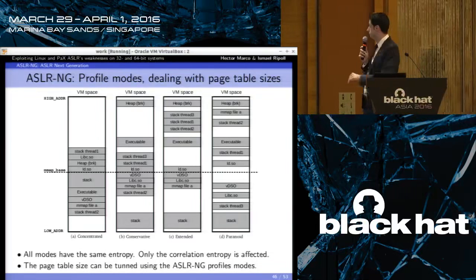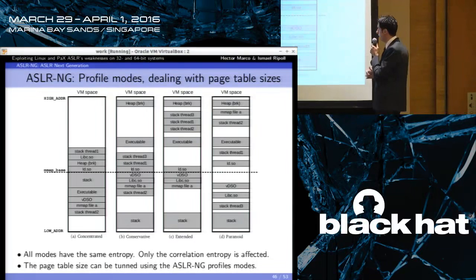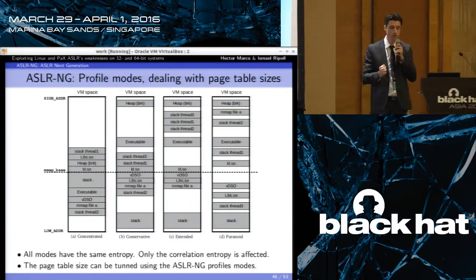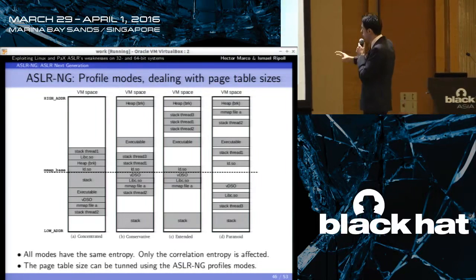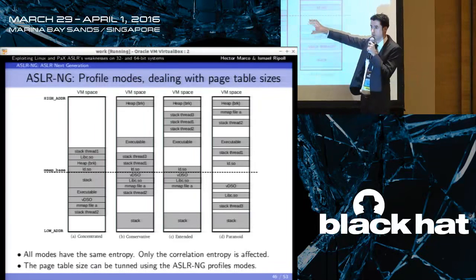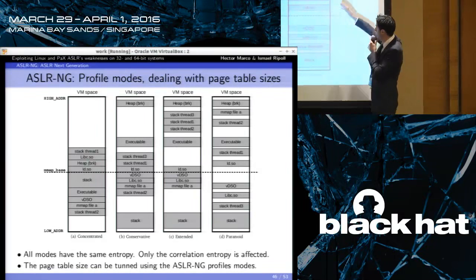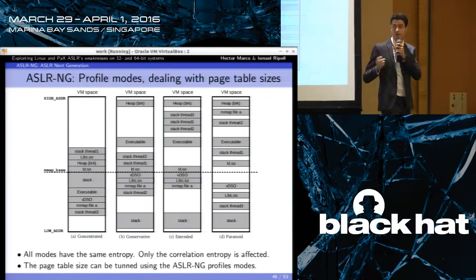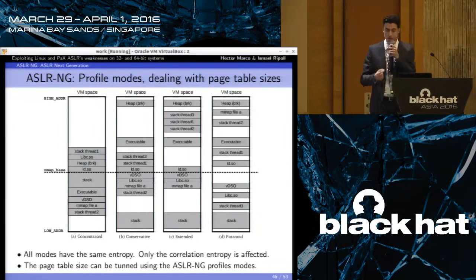But there is a problem. If you use, for instance, the paranoid mode, there are a lot of page table size consuming. Another problem is whether it is possible to map a big block of memory. And the answer here is no, because the objects are using random positions, and you cannot guarantee a large block of memory.